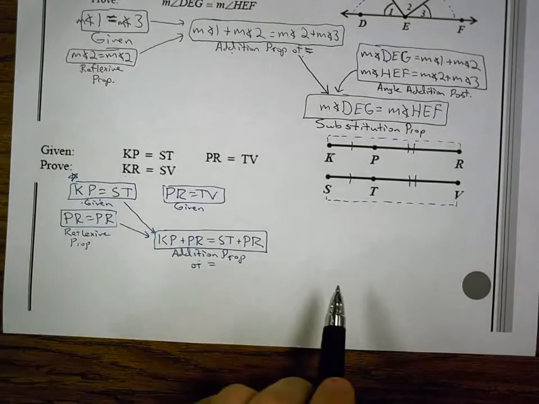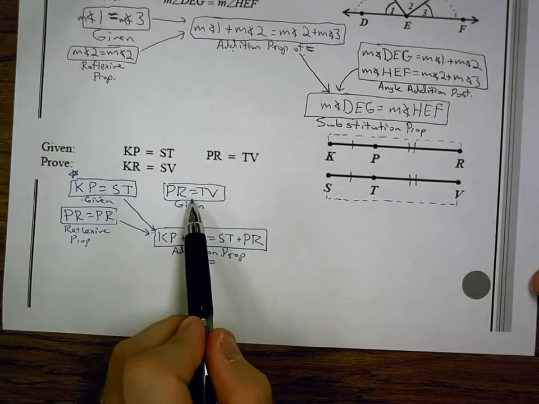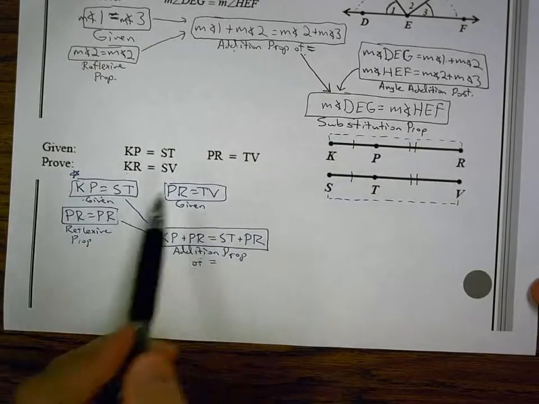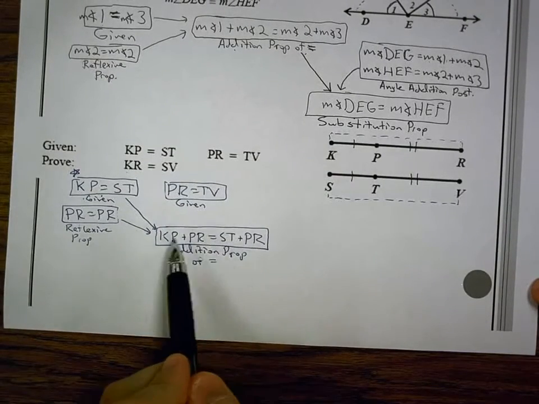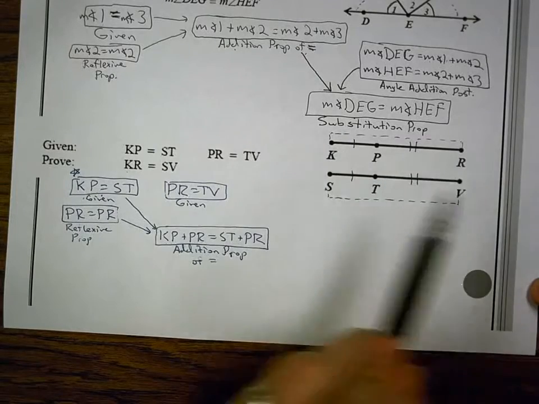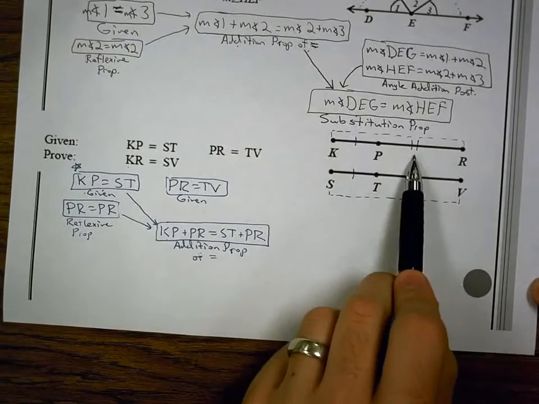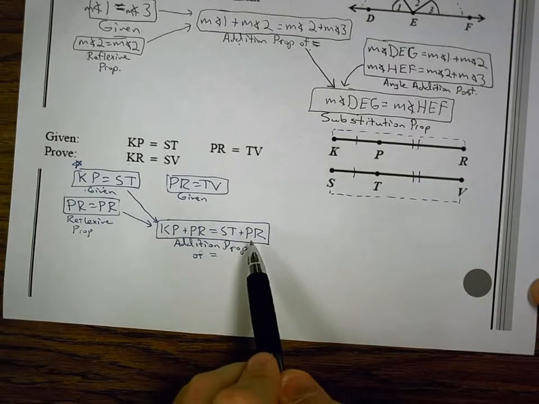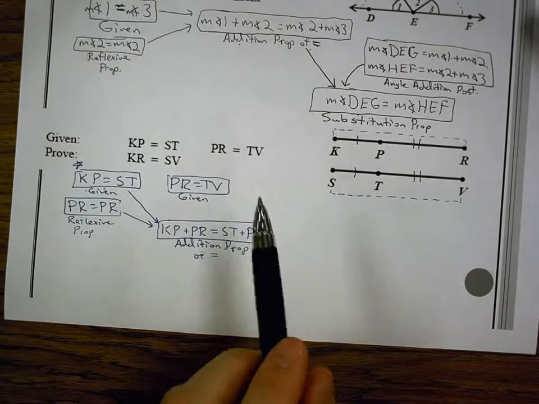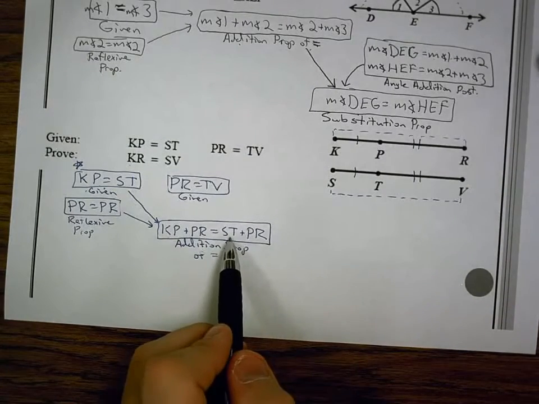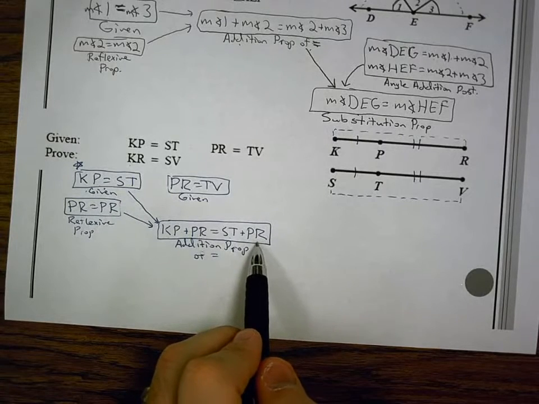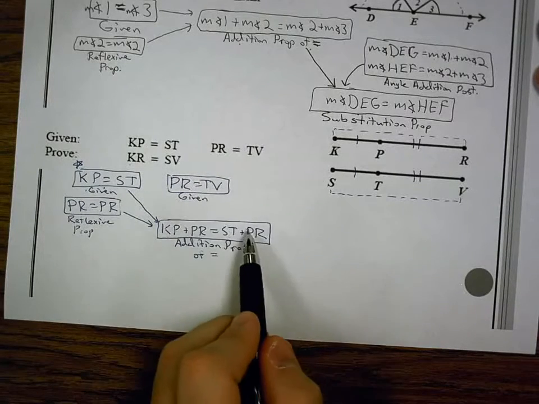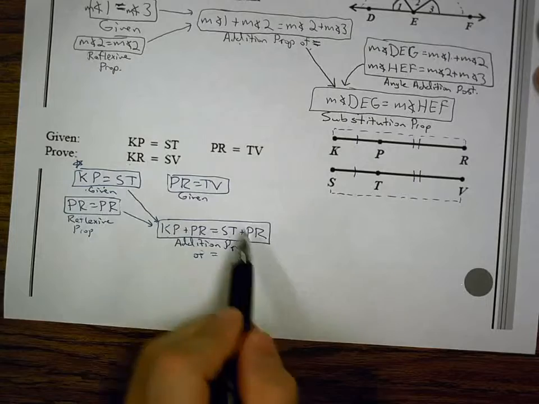So I've added PR to both sides. I needed to add a value. I couldn't add this to both sides. We'll get there eventually, but we can't just directly add it to both sides. So we start here. KP plus PR, KP plus PR, ST plus PR, ST plus PR. Well, wait a minute. This doesn't seem to make sense because they're not on the same line. It would be better almost if we had a way to make ST plus what it's with, which would be TV. And we actually know that PR and TV are the same. So we're going to replace this with TV.